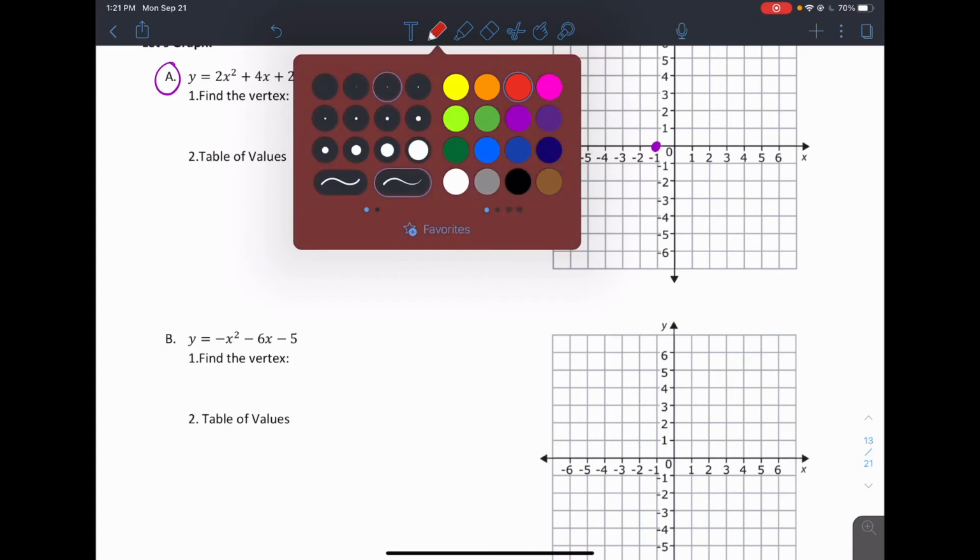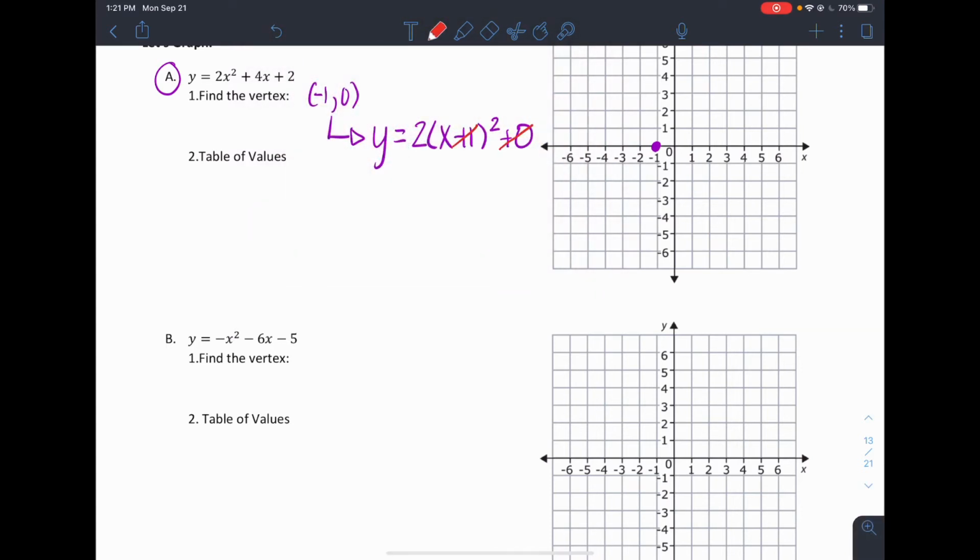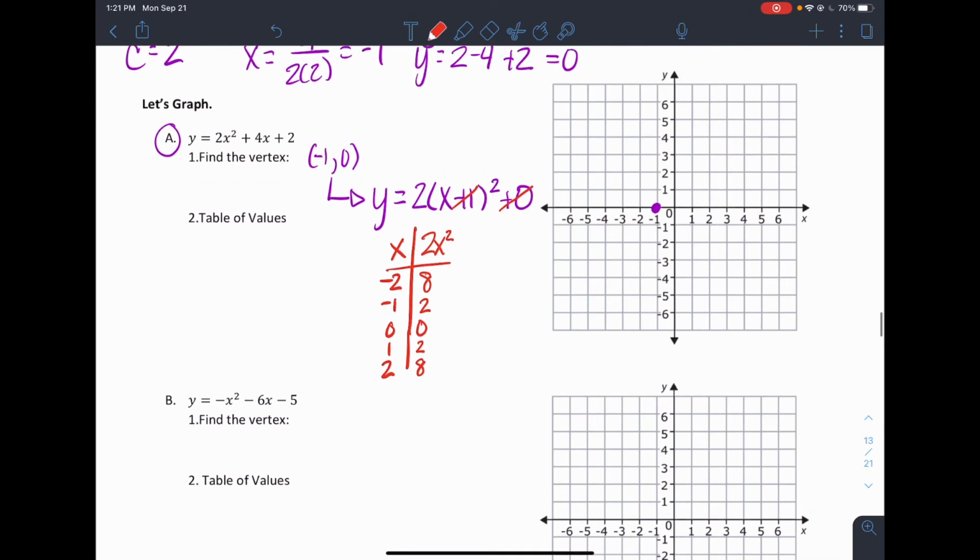Now, if we recall graphing in vertex form, plus 1 plus 0, we did that. So I have 2x squared, and we just make a table of values for that. That'll give me 8, 2, 0, 2, 8. And now if I go a little bit off, but I think we'll live. And there you go.